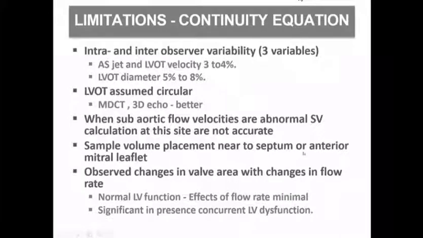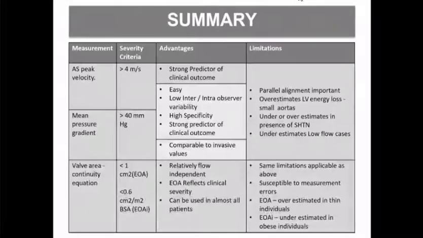Sample volume is placed near to the septum or the anterior mitral leaflet. Observe the change in the valve area and change in flow rate. With normal LV function, the effect of the flow is minimal, but when significant dysfunction is there, it will not give the correct value. So this was the summary as we have earlier discussed. This was the peak, more than 4, that was severe. It is the stronger predictor for the clinical outcome.